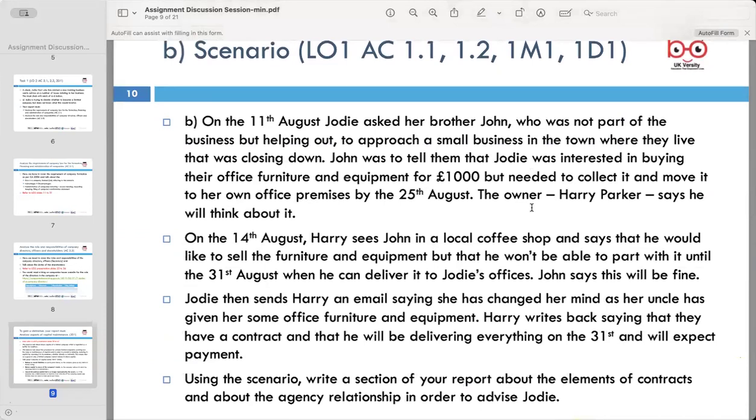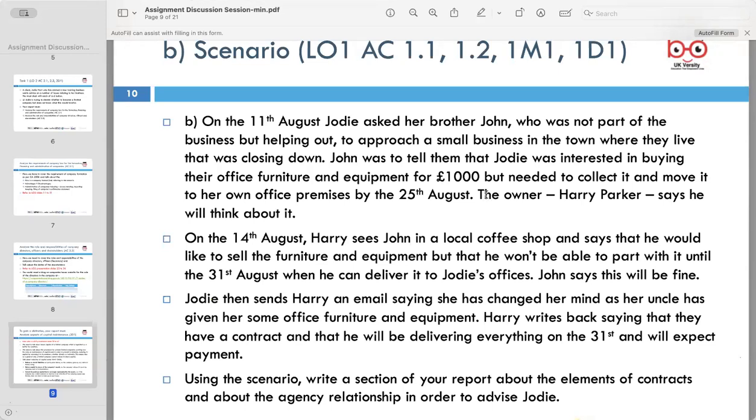Here, part B. On the 11th of August, Jody asked her brother John, who was not part of the business but was helping out, to approach a small business in the town where they live that was closing down. John was to tell them that Jody was interested in buying their office furniture and equipment for £1,000, but needed to collect it and move it to her own office premises by the 25th of August. The owner, Harry Parker, says he will think about it.